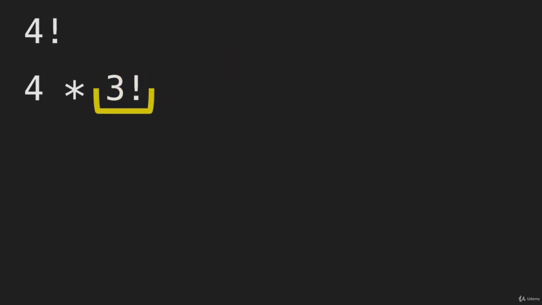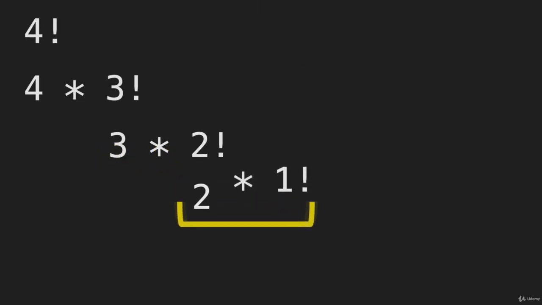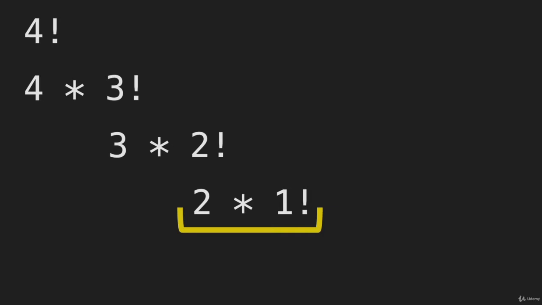So let's bring this up here and look at why it's such a great problem for recursion. These last 3 numbers, 3 times 2 times 1, is equal to 3 factorial. So you could say that this is 4 times 3 factorial. And 3 factorial, that's the same as saying 3 times 2 factorial. And 2 factorial is the same as saying 2 times 1 factorial. And 1 factorial, well, this is just 1.